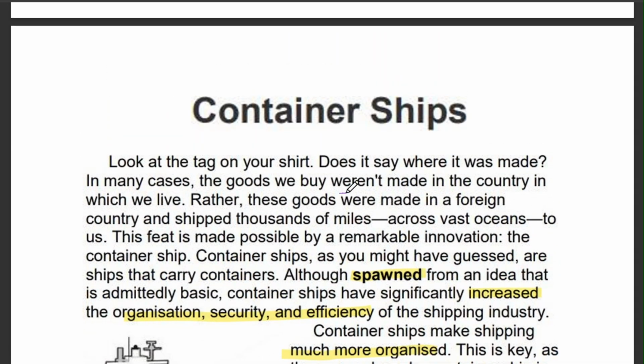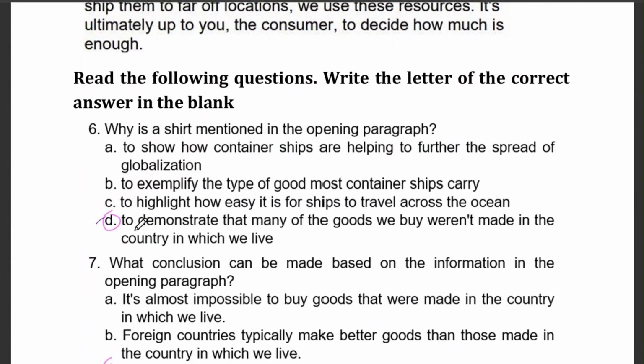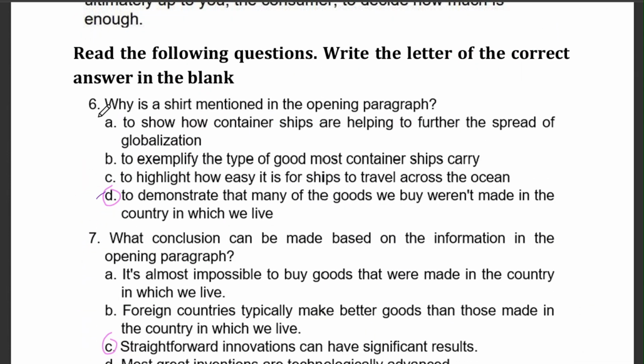The author wants us to check the tag on our shirt to see where it was made. This helps us realize that a lot of the things we buy come from other countries. Let's see why the other answers are not the main reason. A. Globalization is implied, but the immediate purpose is to show foreign origin. B. A shirt is not an example of typical container ship cargo. C. The ease of ocean travel is not the focus of that sentence.